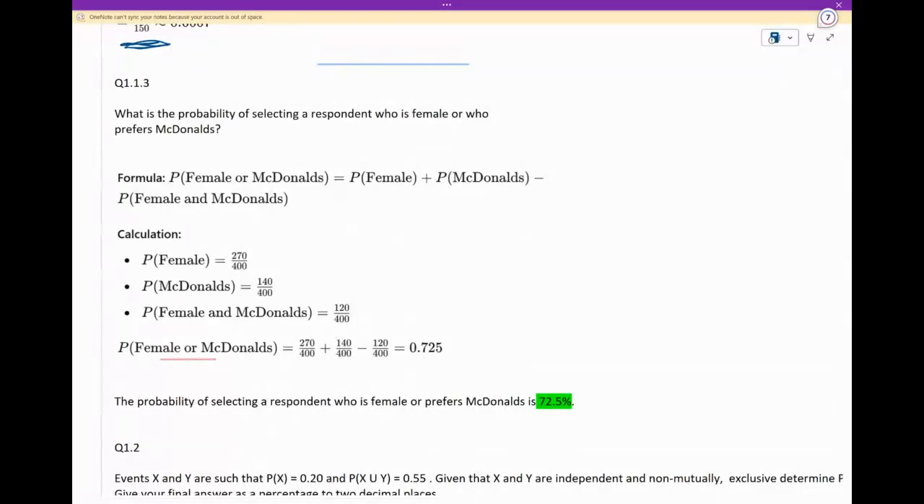or prefers McDonald's? Can you see we had a similar question like this yesterday as well? And we know when they say "or", it's an addition situation.